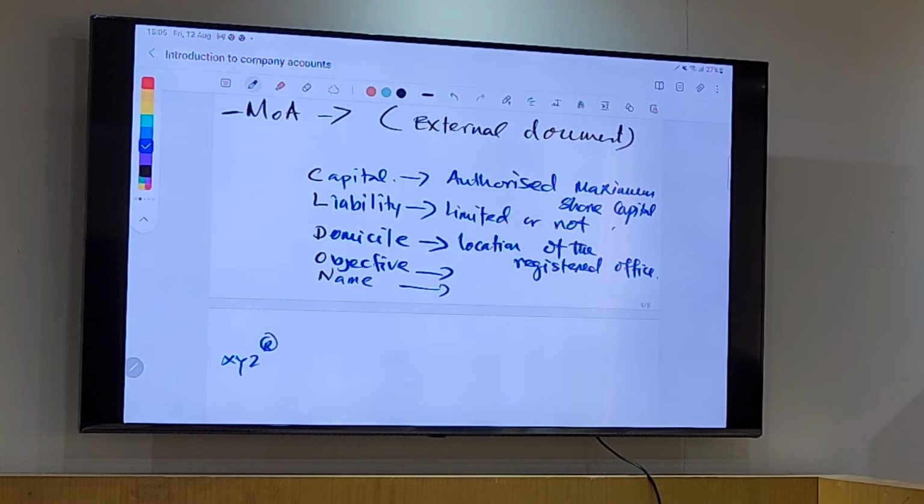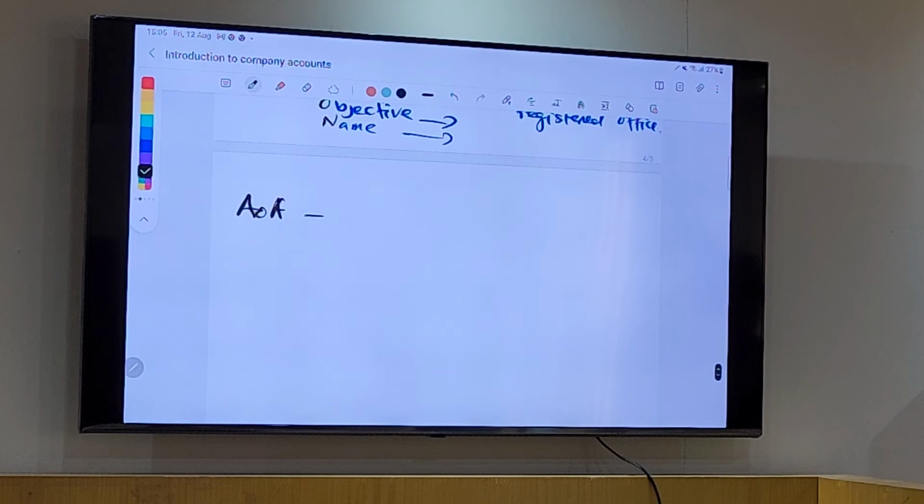Now Articles of Association. Articles of Association is like a mirror, not a glass but a mirror. In a mirror, you cannot see the other side. It's not transparent, you only see yourself. So the Articles of Association talks about internal administration.